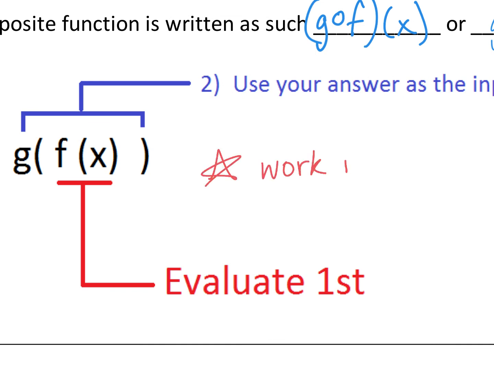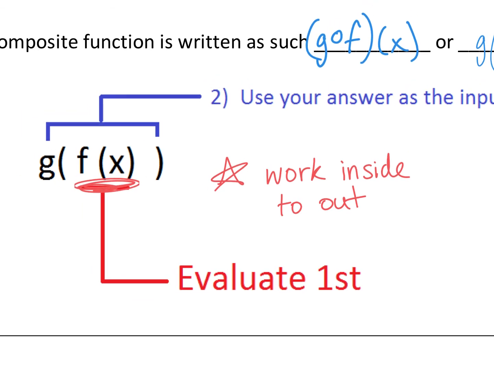So the inside we evaluate first. Okay, so in this case, f of x is going to go first. We're going to evaluate that. And then we use that number to evaluate the outside. Sounds more complicated than it is. We're going to practice this. Does everybody have that written down? Yeah? Are we golden? Okay.